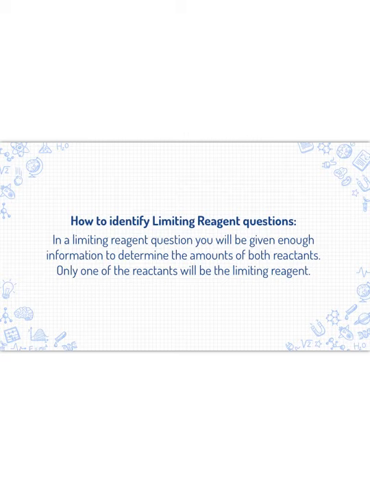How do you identify a limiting reagent question? Well, first of all, it's stoichiometry. You're given information about one thing and asked about another. However, in the limiting and excess question, you will actually be given enough information to determine the amount of both reactants, or at least 2. Only one of the reactants will be the limiting reagent. So we have to figure out who is limiting before we can continue on with our question.